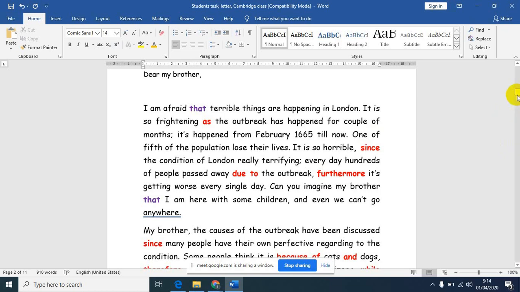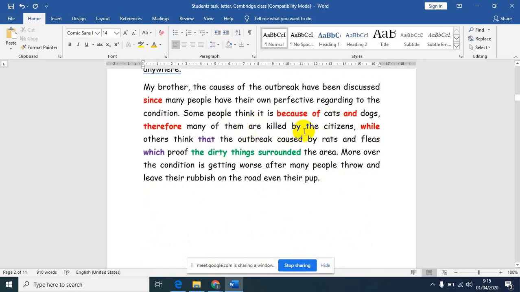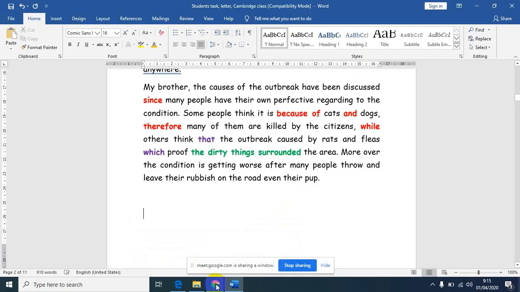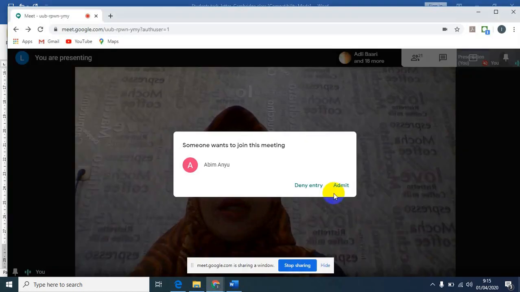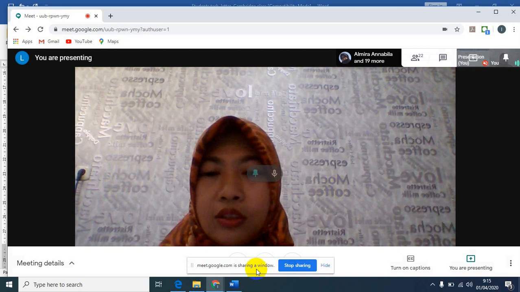As if you are in the situation at this time. Please have a look at the next part. Many of them are killed by the citizens, the dogs and cats. While others think, I use "think" instead of "thought." Why? Because once more, we are at the position of the present. We talk about being at a time at the moment.